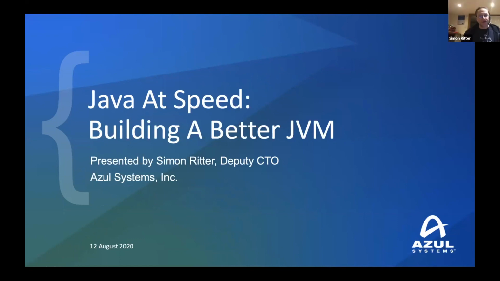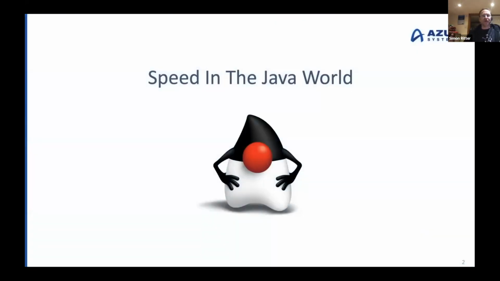Right. So Java at speed, building a better JVM. What I'm talking about, obviously, is how do we change the JVM to get better performance? And the first thing I did when I started looking at doing this presentation was to think about what we actually mean by speed in the Java world? Because the key thing here is that we're dealing with the idea of the JVM, and that introduces this layer between our application code and the machine that we're actually running on. And that's a bit different to where we've got statically compiled code, because that's just native instructions executing on a machine.